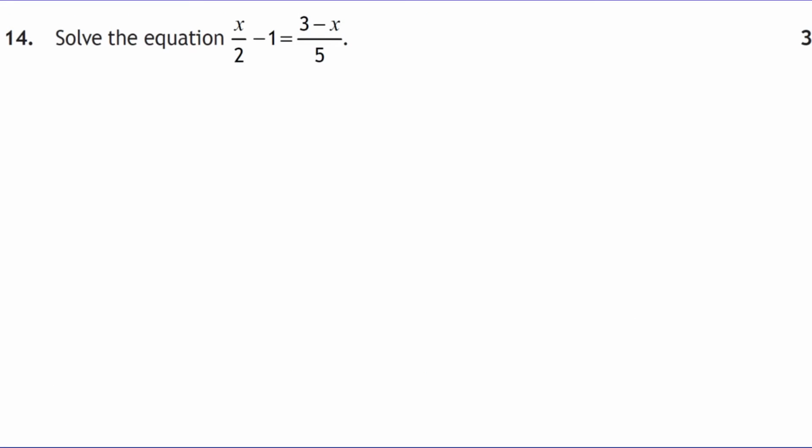Solve the equation. You have a fractional equation, so let's copy this down: x over 2 minus 1 equals 3 minus x over 5. It looks like a nasty little equation, but if we deal with the fractions first, then we'll be able to solve this no bother.